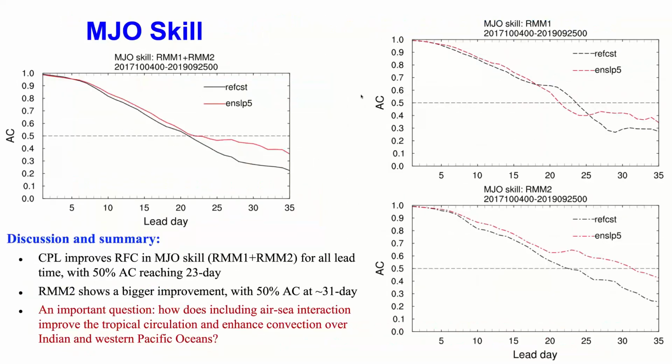This is another slide taken from the group analysis, showing how the MJO is improving. Our important question here is how does including the land-atmosphere-ocean interaction improve the tropical circulation and enhance the convection over the Indian and West Pacific? And again, we will use this seminar to understand that portion. Next.